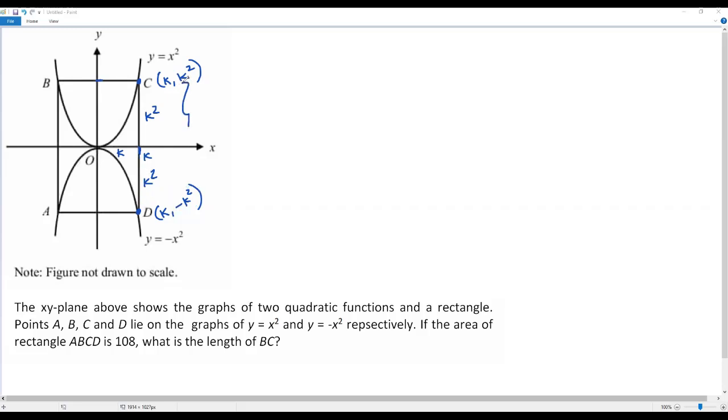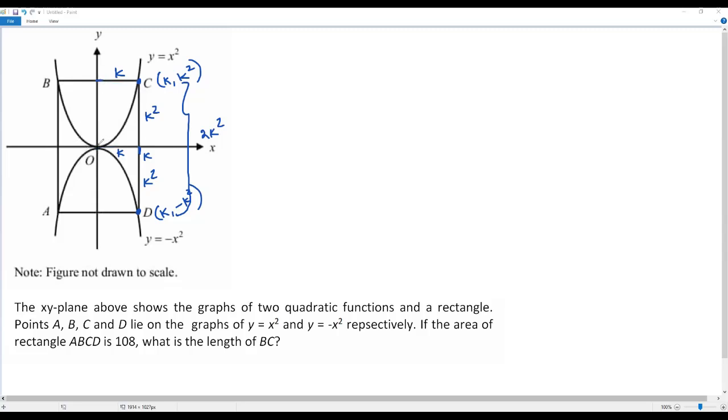So what is the total length of this CD? Here we have k squared, here we have k squared. The total length is going to be 2k squared. And also, since the length of this line segment is k, this one also will have the same length k, because this one and this one are parallel, because ABCD is a rectangle.